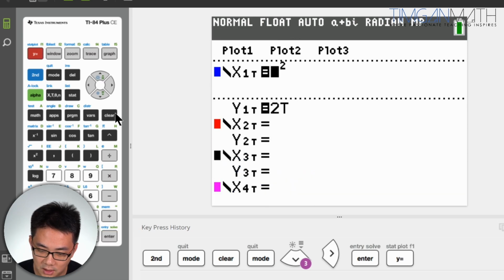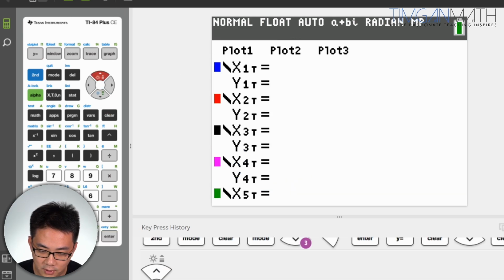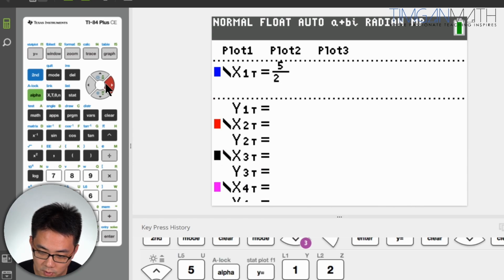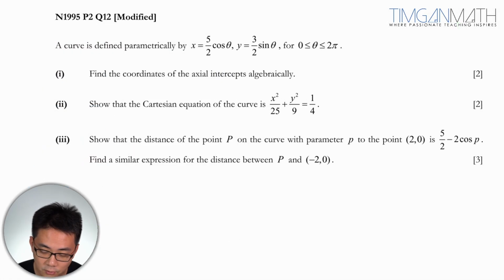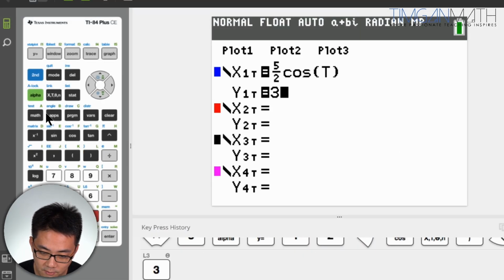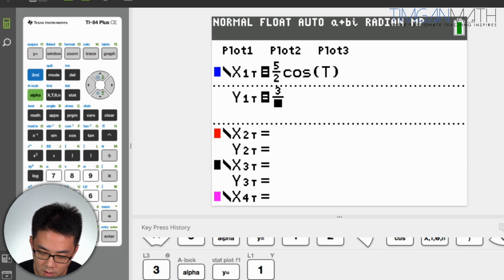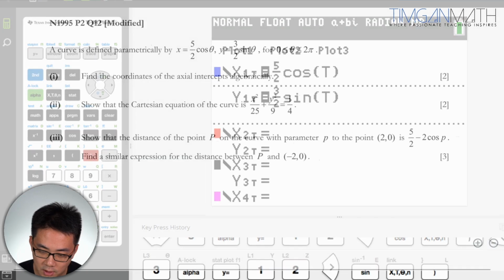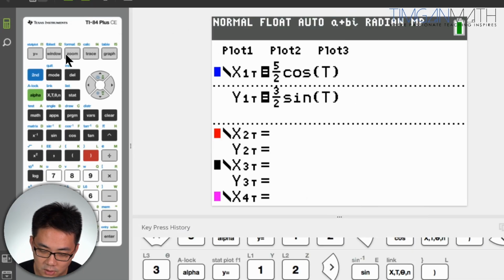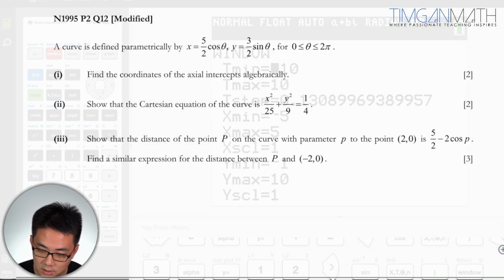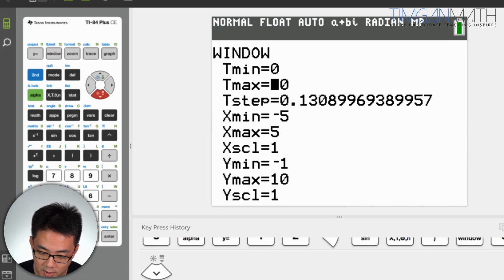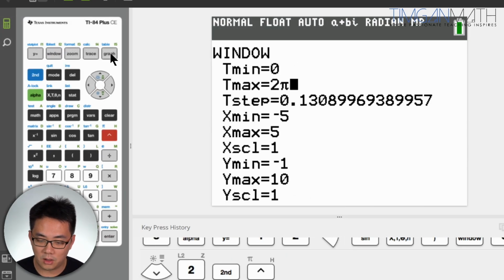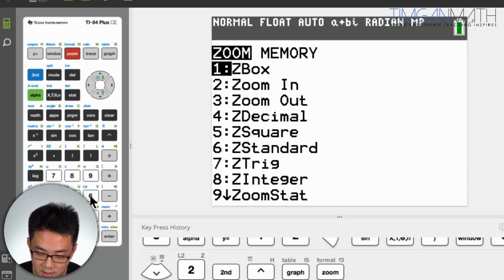All right. So the first thing is to key in the x and y. So this is 5 over 2 cosine t, and after which you have 3 over 2 sine t. Okay, so this is 1 and this is 2. Then what we need to do is go to the window and set this as 0 to 2 pi. There you go. Graph it, and you get this value here.